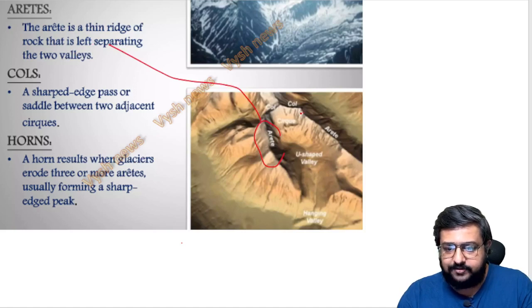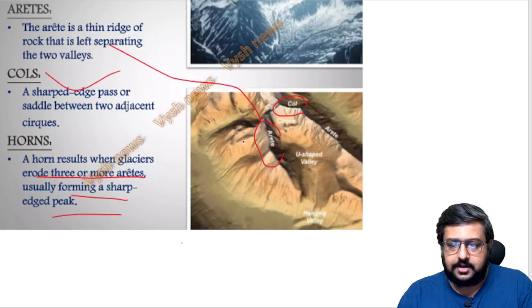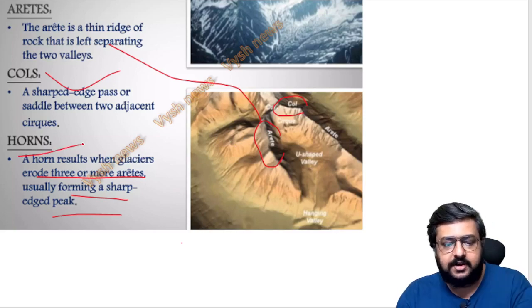And the sharp edge, if you see like this, it is a col. And then again, glaciers erode three or more aretes, usually forming a sharp-edged peak. Again, it will form an even sharper one. Okay, after erosion and all, it will be called a horn. So these three you can study together. It's almost the same thing. Based on its sharpness, different names are there.